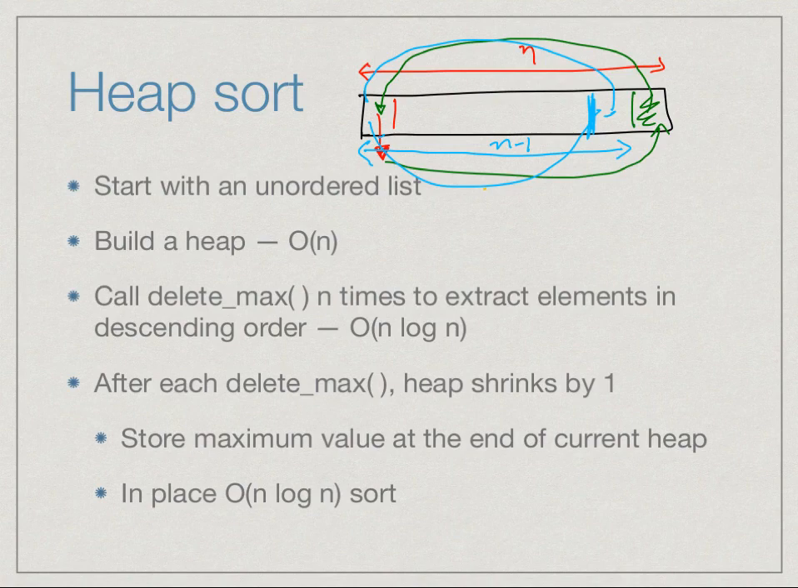So this is actually an n log n sort. It has the same asymptotic complexity as merge sort we saw before. And unlike merge sort, which forced us to create a new array every time we merge two lists, this is actually sorting the list in place.